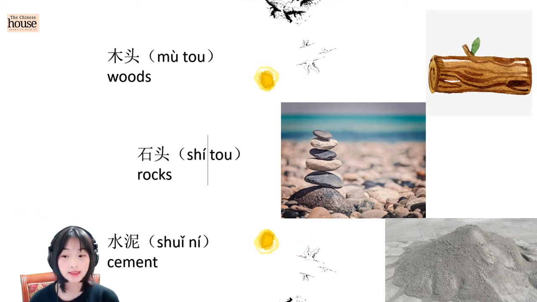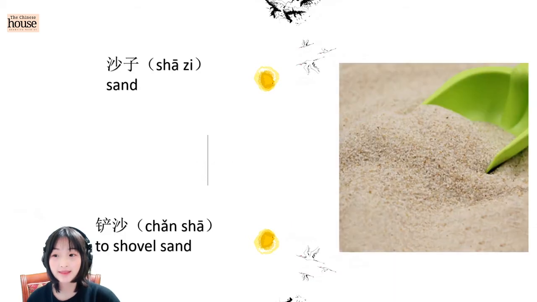And we have cement, 水泥. 水, third tone, 泥, second tone, 水泥. Read after me, 水泥. And then we have sand, 沙子, 沙子.